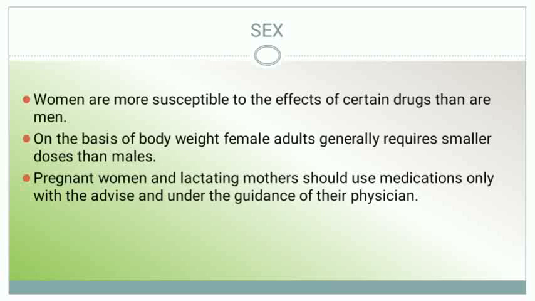Pregnant women and lactating mothers should use medicines only on the advice and under the guidance of their physician. Some drugs like morphine, alcohol, barbiturates, etc., are transplacentally transmitted from mother to fetus, and ultimately may cause harm to the fetus. Therefore, it becomes very necessary to take sex into consideration before deciding the dose for women, especially in case of pregnancy and if they are mothers.